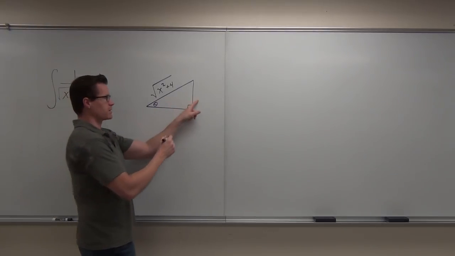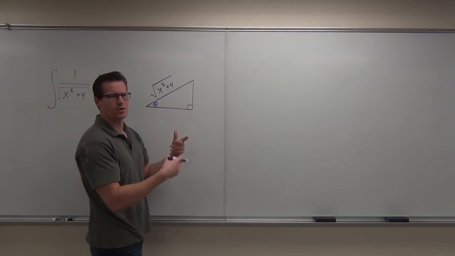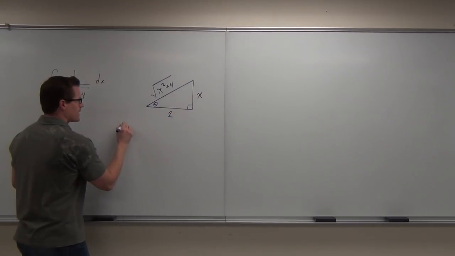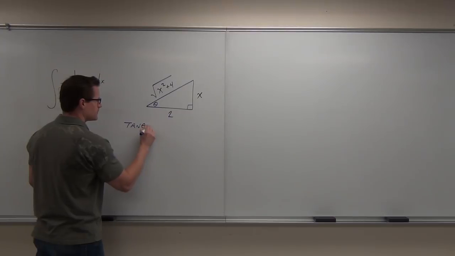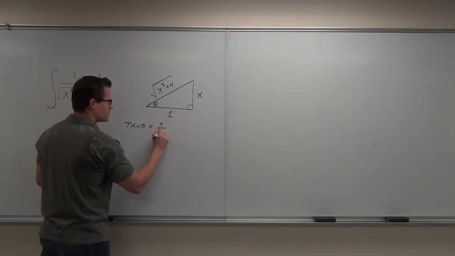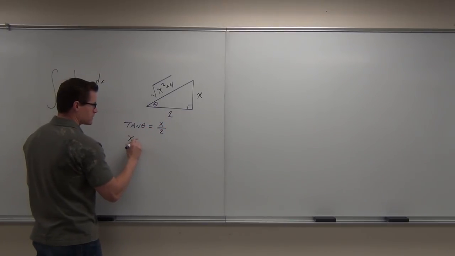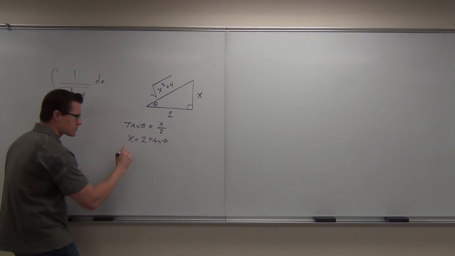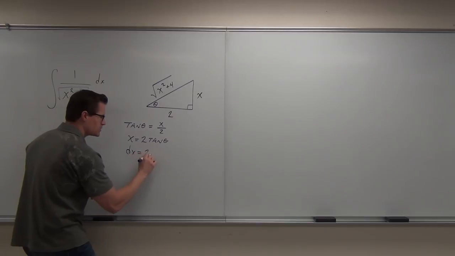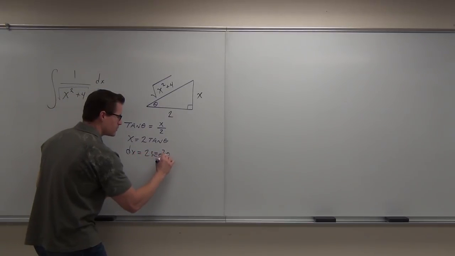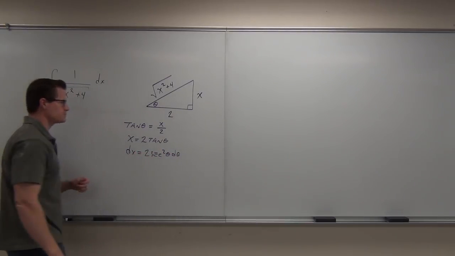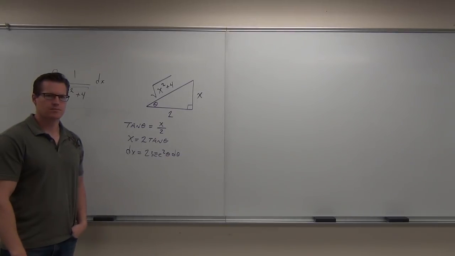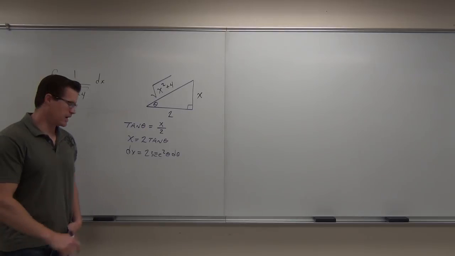That one. This one, yeah, because what we want to do here is make up our tangent relationship. So we'd have x, we'd have 2, and we'd have tan theta equals x over 2, or x equals 2 tan theta. And then, of course, we take our derivative. We have dx equals 2 secant squared theta d theta. You guys okay with that so far? Mm-hmm.